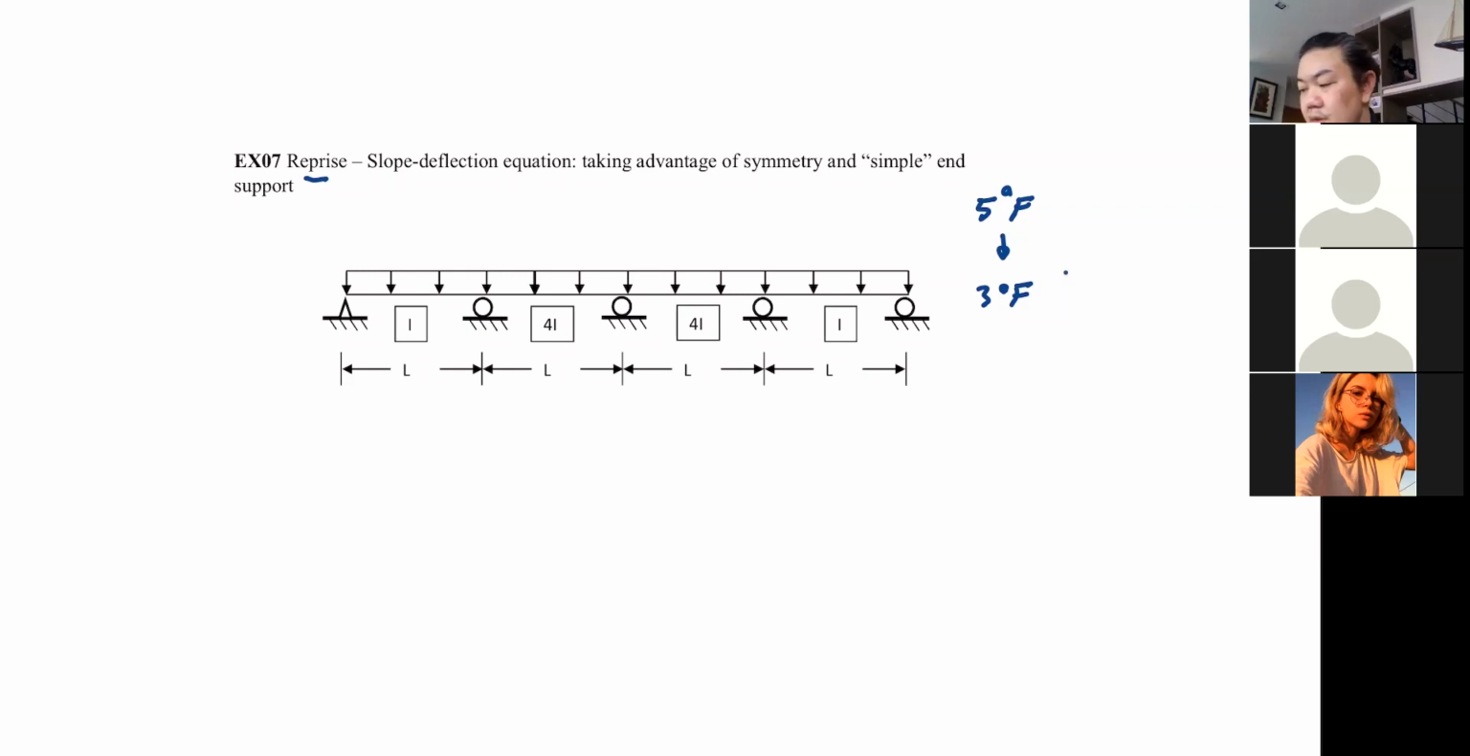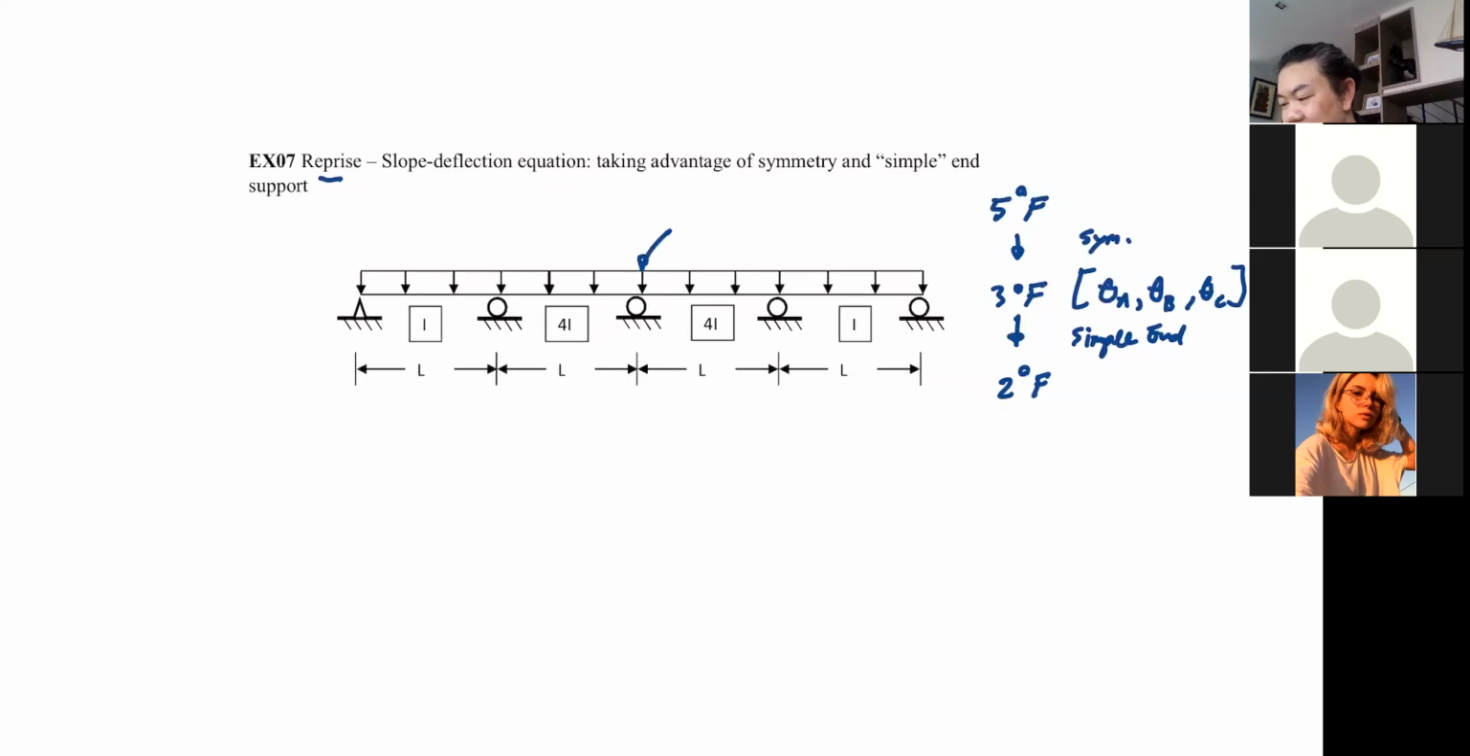Now with symmetry here, and with the simple end support, it's down to 2, right? And if you are brave enough to say that, oh, I have this case again, even number of spans, so theta C better be 0, you can actually come down to 1 unknown. So you see, good engineers can afford to be lazy. If you get the feeling of the structure, your work is down from 5 equations to just 1.